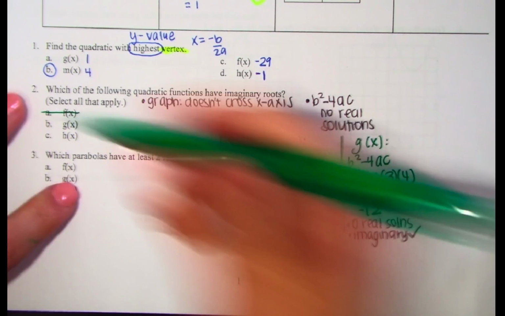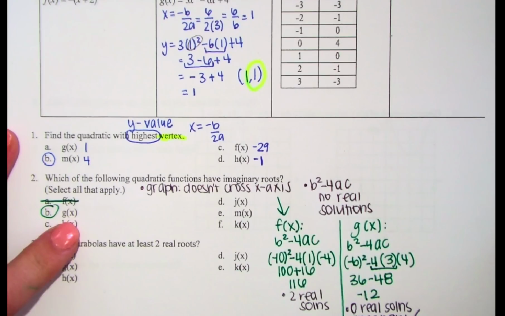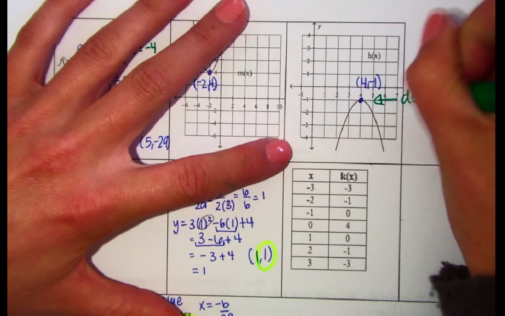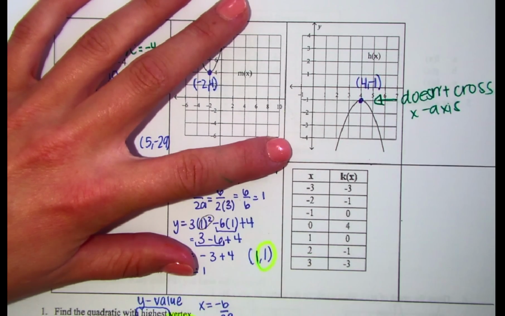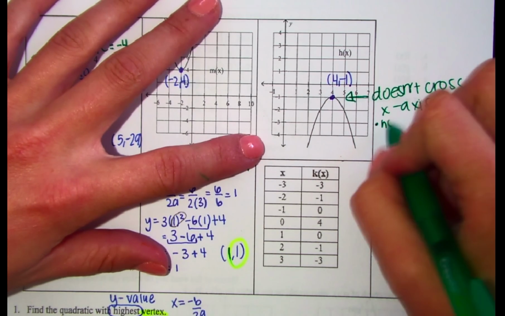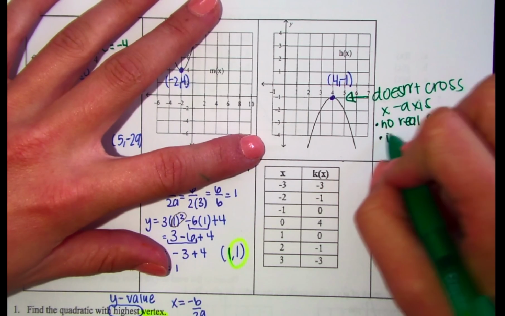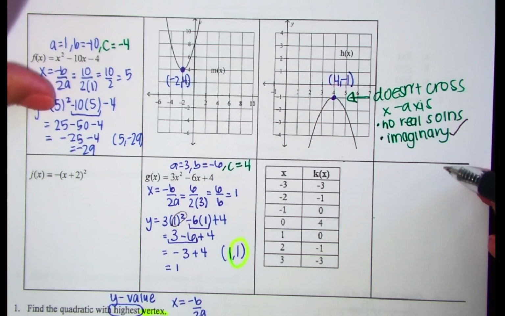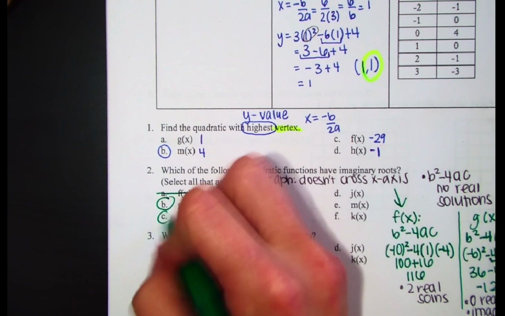So I'm going to mark B as my first answer. Then we're going to look at h of x. H of x is this graph, and since it does not cross the x-axis, it means that it does not have any real solutions. No real roots, no real solutions, which again means that we have imaginary. So my next answer is going to be h of x. Again, if it doesn't cross the x-axis, then it has imaginary roots. So I'm going to circle h of x for that one.